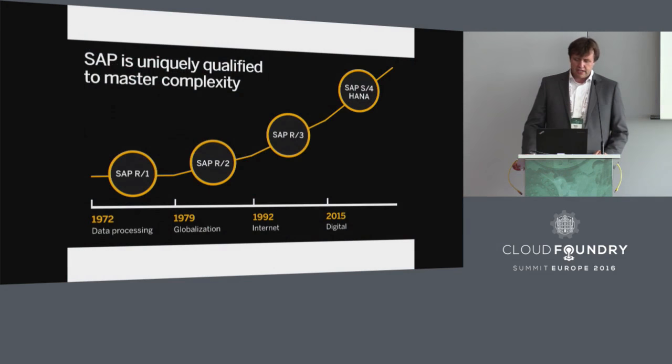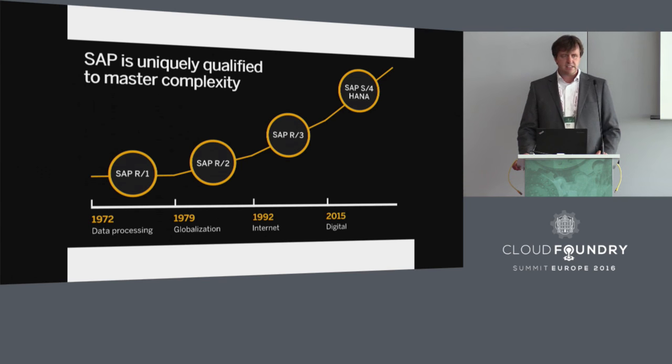So let me shortly introduce SAP. SAP has helped hundreds of thousands of businesses to take advantage of technology. We started in the 1970s, starting with R1, evolving over R2, R3 to the cloud business. And one of the pieces of cloud business is HCP Cloud Foundry, which is using Cloud Foundry as a baseline.